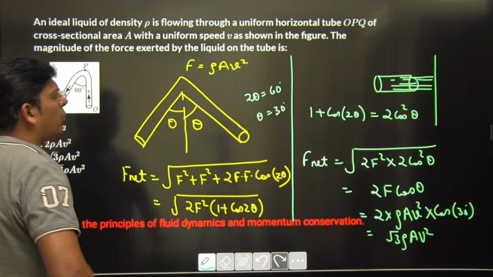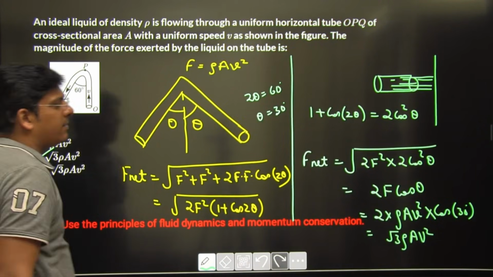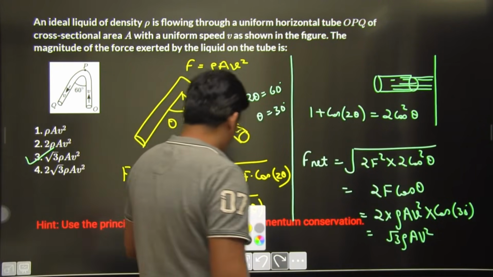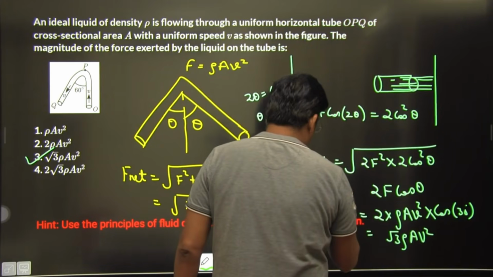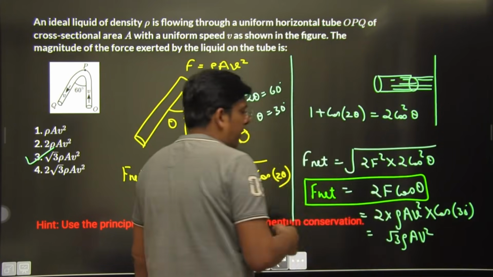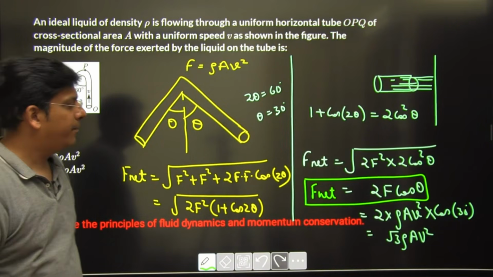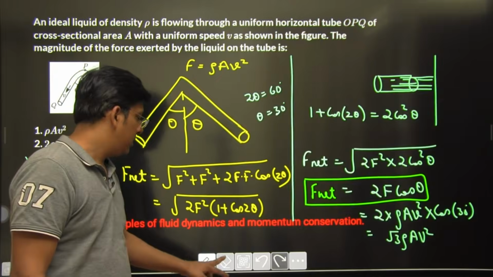This was one method to solve. There are many methods for solving this question. Option 3 is going to be the right answer, but I wanted you to retain this formula for net force exerted. The 2 theta angle may be anything. It may be 90 degrees, it may be 180 degrees, whatever. Dear students, kindly note down.